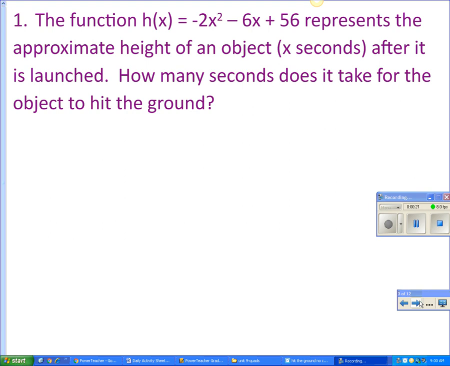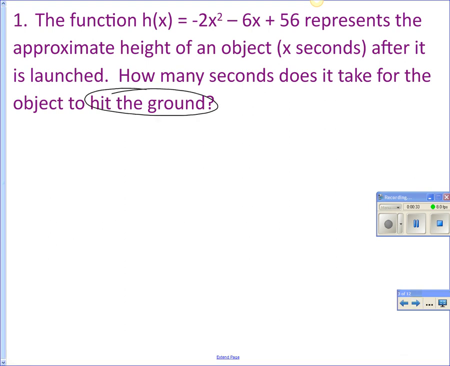What's something I need to circle? Say the things again that I need to circle. Hit the ground. It gives the approximate height. What else is important? One other thing. How many seconds? And the actual function. Okay, good.